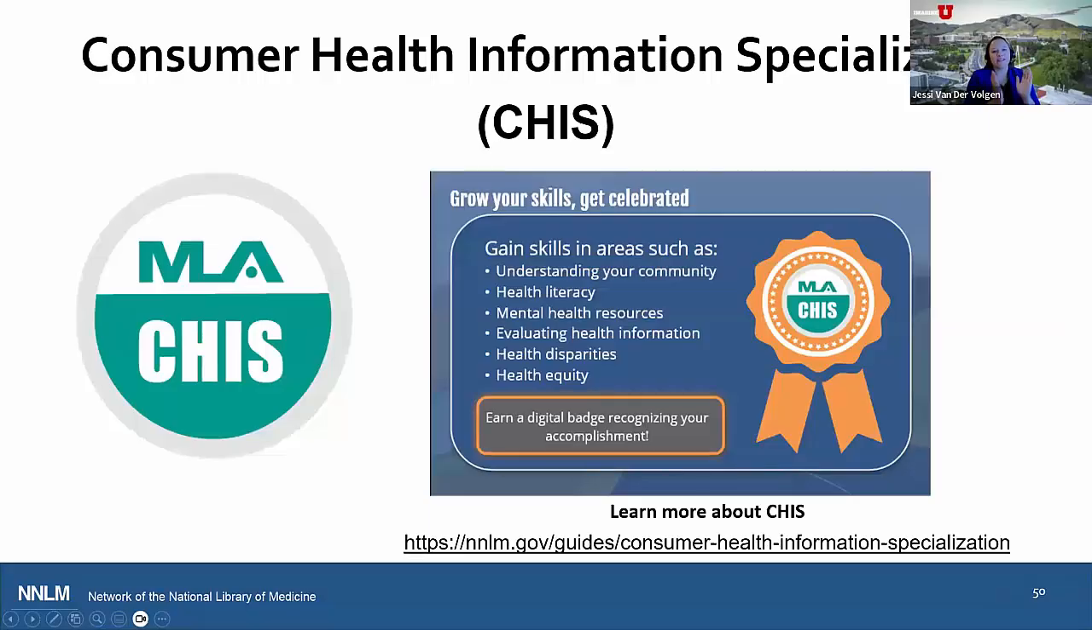Okay, and congratulations, this class earns 1.5 credits for the Consumer Health Information Specialization, which is called CHIS, a professional development program through the Medical Library Association that can help you gain additional skills in things like understanding your community, which we've done a little bit of today, finding and evaluating health information resources, a critical skill right now, and improving health literacy in community. And so taking a class earns you credits toward CHIS.